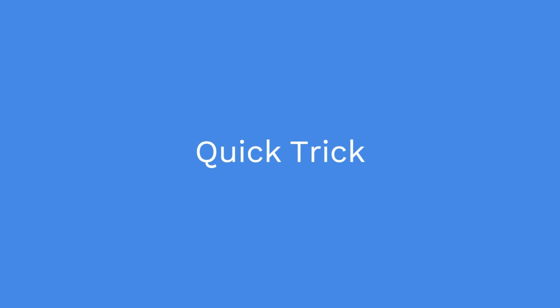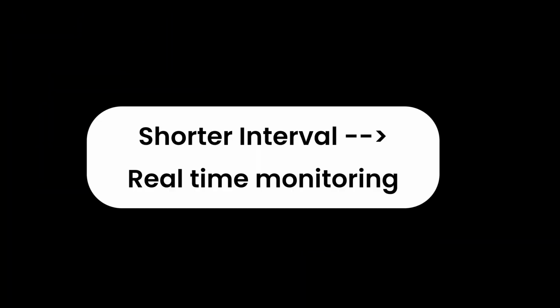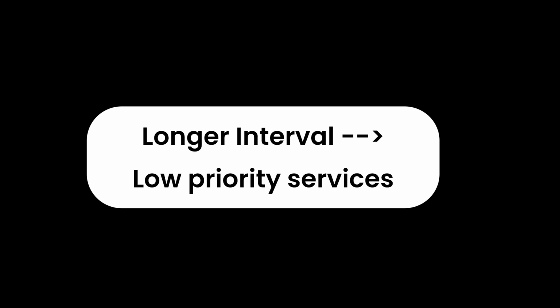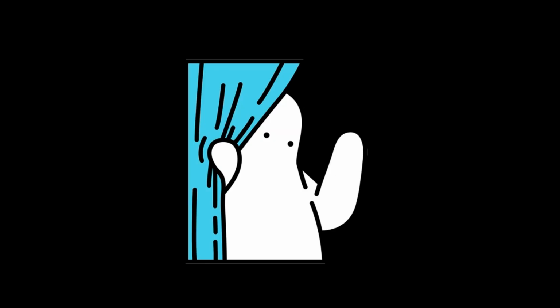Here's a quick tip. Use shorter intervals for real-time monitoring or alerting on critical apps, and use longer intervals for low priority services to save resources, and always balance detail with storage because metrics can grow fast. And that's a scoop on scrape intervals. Simple concept, powerful impact.